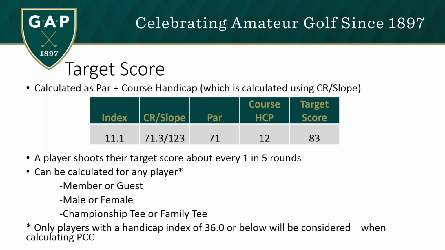But with target score, it can be calculated for any player that plays a golf course on a given day. So that means member or guest, male or female, someone that plays all the way back on the championship tee or all the way forward on the family tee. So when we're looking at PCC and target scores and expected scores, anyone that plays the course will be considered. One caveat for that is only players with a handicap index of 36.0 or below will be considered under the PCC calculation. The reason for that is the higher you get with handicap index, the more natural variation there is, and it's harder to predict what a player will shoot on a given day.